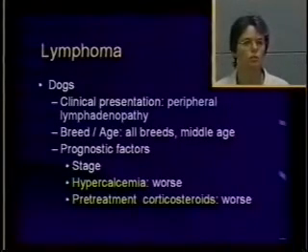Stage is also one of the prognostic factors. Animals that are considered to be stage 4 or 5, that is, they have multiple organ involvement or they have bone marrow involvement, have a worse prognosis than animals that are in stages 1, 2, or 3.